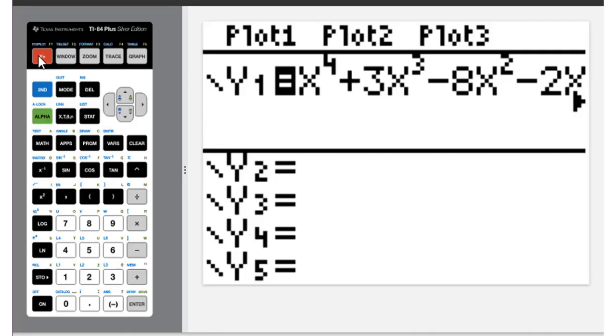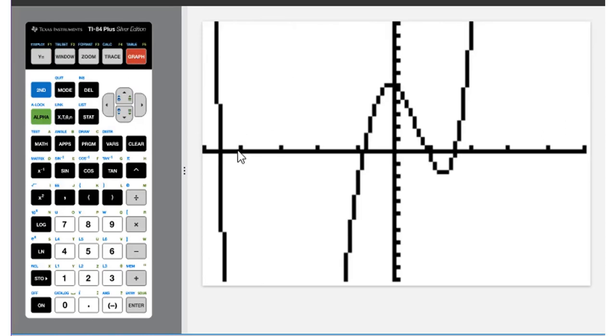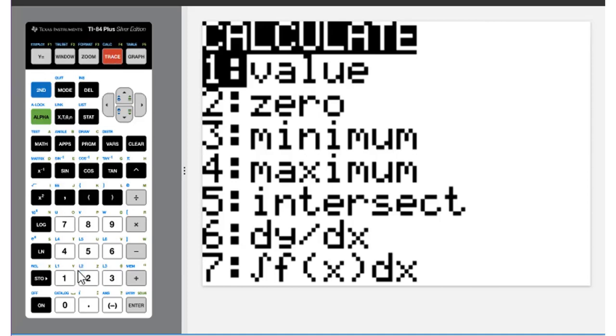We press graph. This will be the graph of this polynomial function. We need to figure out all zeros of f(x). We press second trace 2.